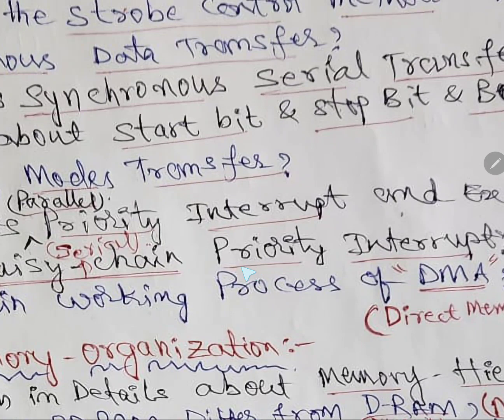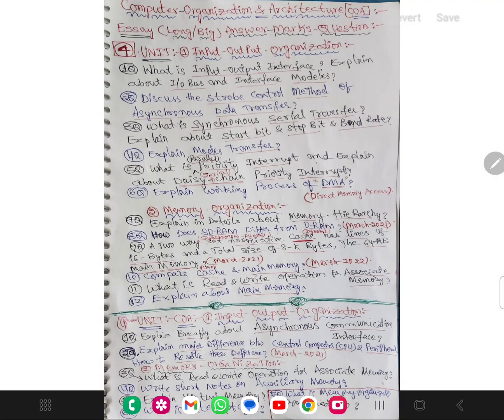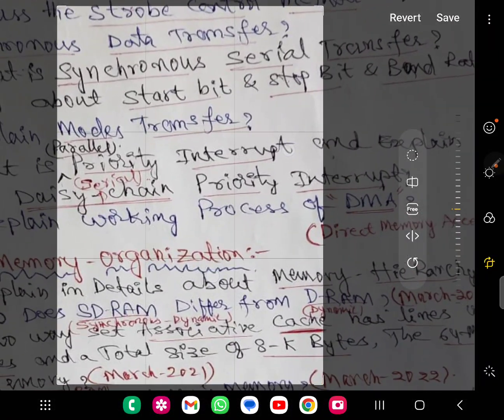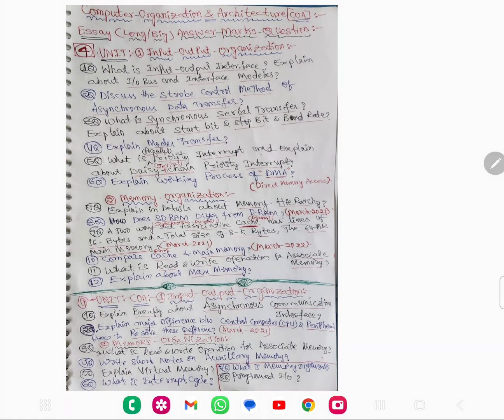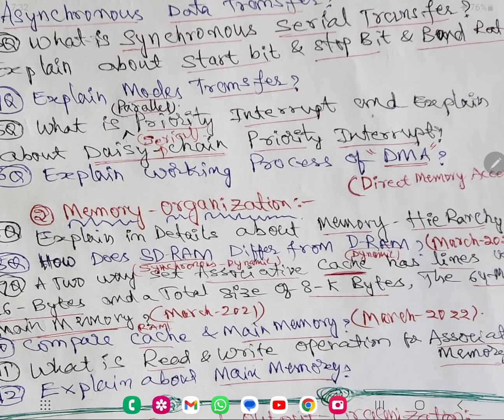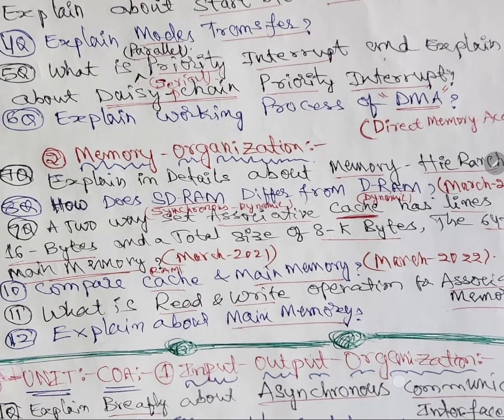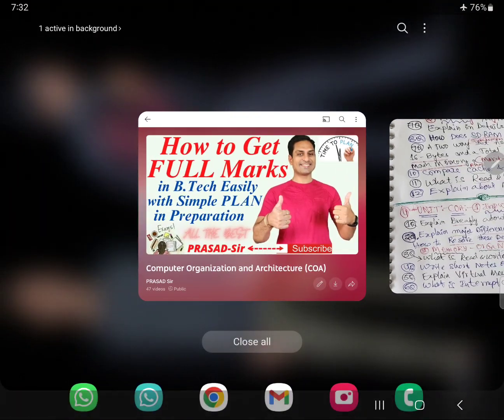Next, priority means importance. Very simple, priority interrupt. I will zoom in. Daisy chain priority interrupt is a serial transmission of priority, importance, and interrupt, disturbance to the CPU, so that some works get done. I will show you some clips of my videos so that you can understand.